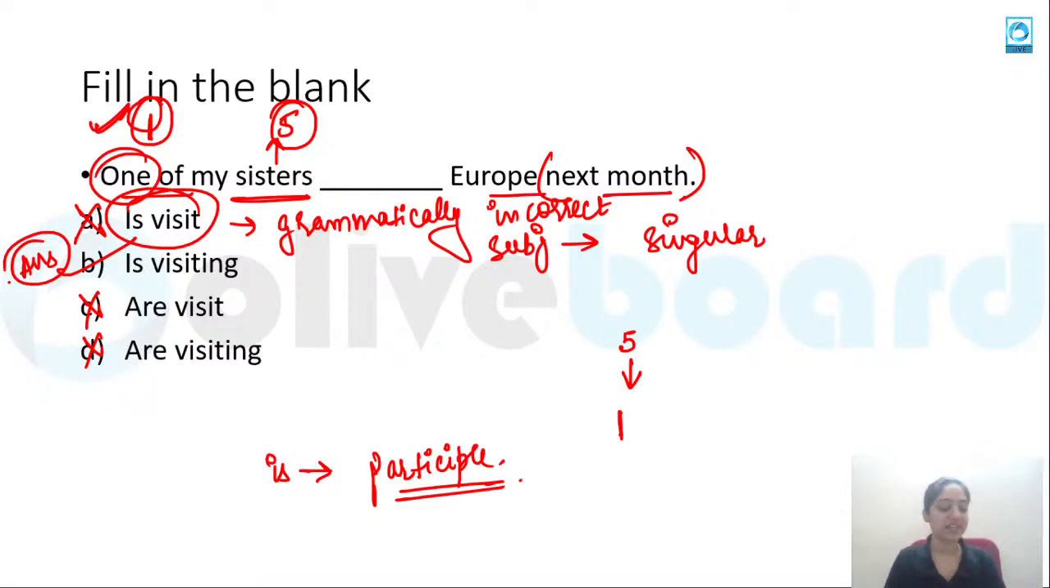Option B is the correct answer. One of my sisters is visiting Europe next month. We use a singular verb here because we are talking about one single person who will be visiting Europe next month.